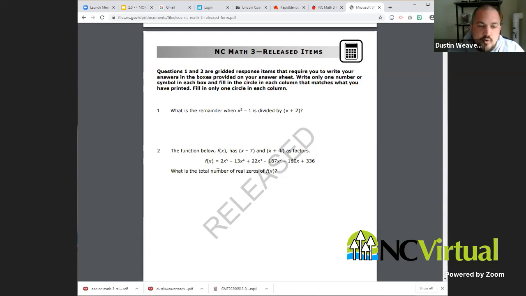It says, what is the total number of real zeros of f of x? First of all, we need to know what a real zero is. A real zero is whenever it crosses the x-axis. So our key here today is we're looking for when this graph crosses the x-axis. How many times? That would be the total number of real zeros. So when we graph this, how many times does it cross the x-axis?